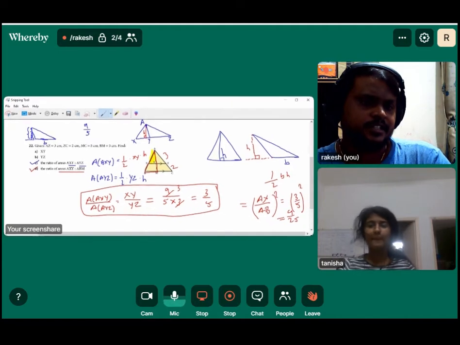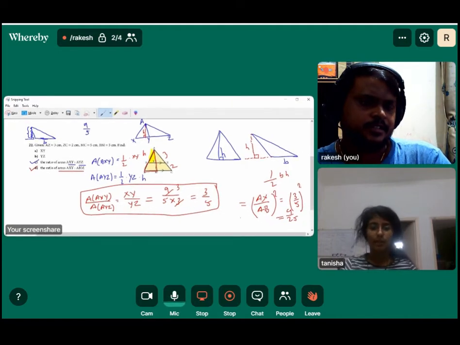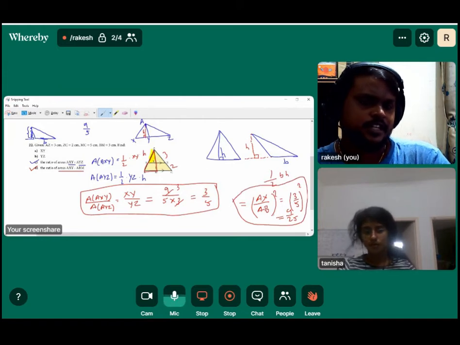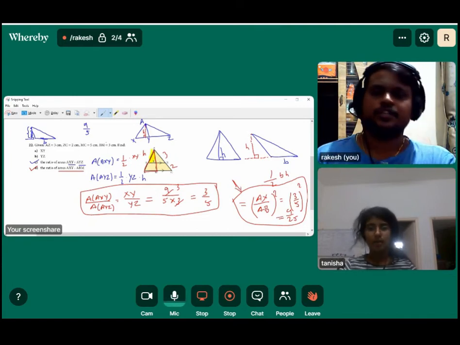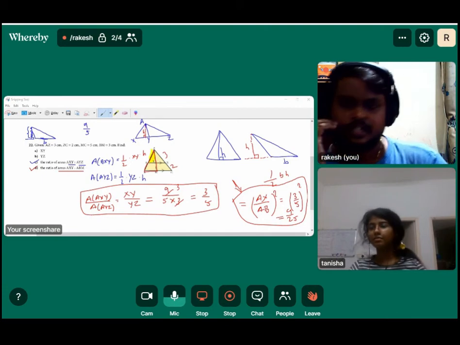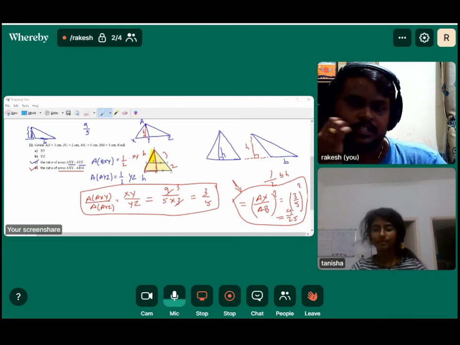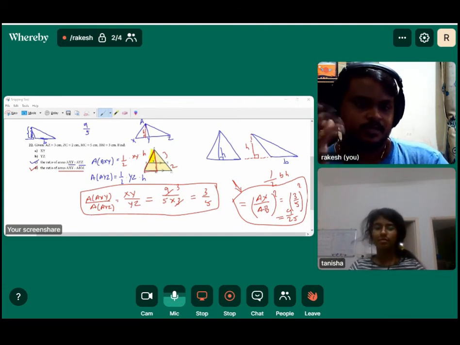Any difficulty here? This was basically based on similar triangles. The ratio of the areas of similar triangles is the same as the ratio of the squares of their corresponding sides. So there you can apply the concept of similar triangles. Now in the next class we'll discuss the ratio of the volume of similar objects.